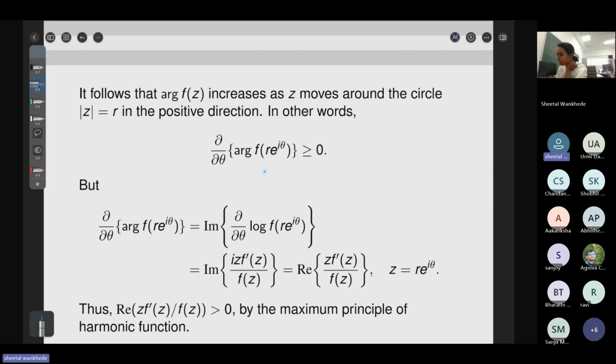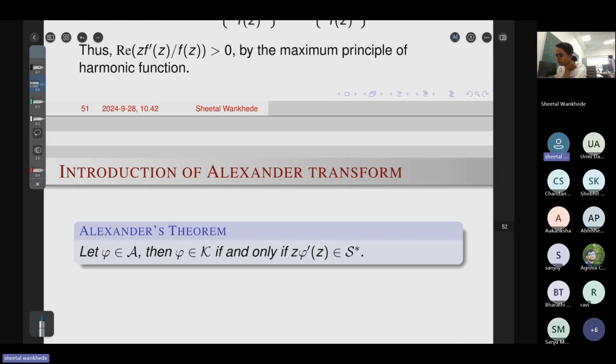Again, we reduce this condition to the real part form. In a similar way, we have del by del theta of the argument positive, and this is nothing but the imaginary part of the log function. We take the derivative and just replace the imaginary part of iz with the real part of z, and then we get this. And we know this can't be equal to 0 by the maximum principle of harmonic functions. So that's why the real part of this is always positive.